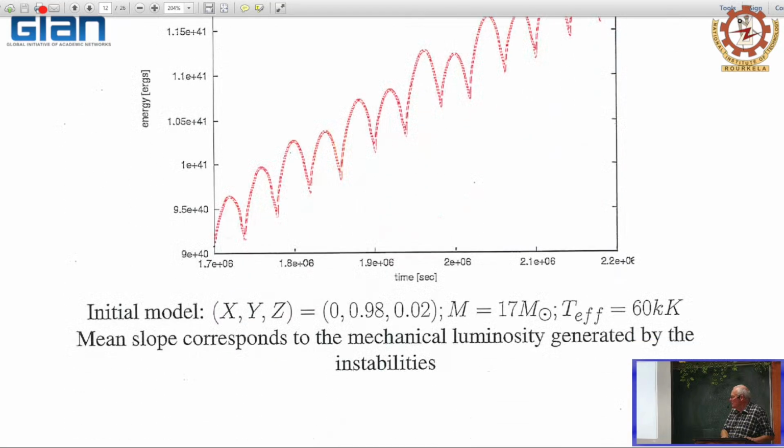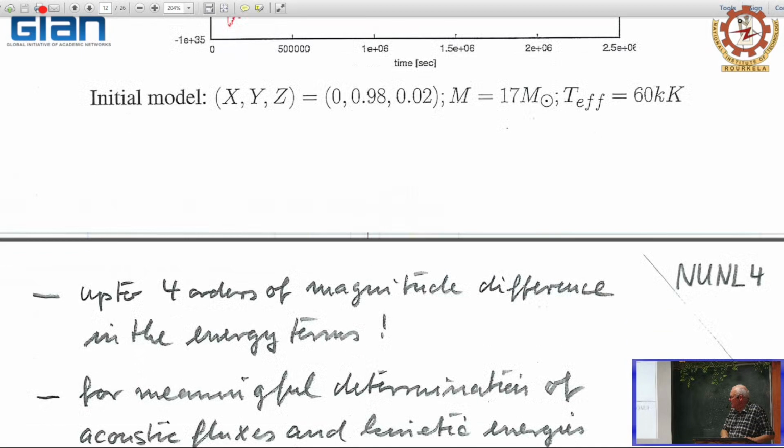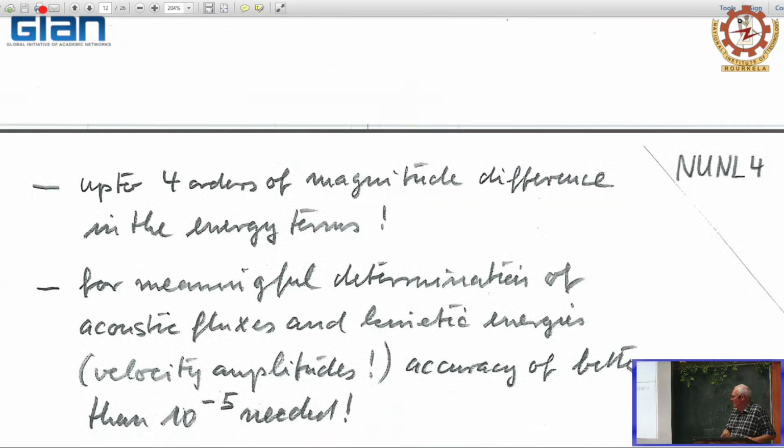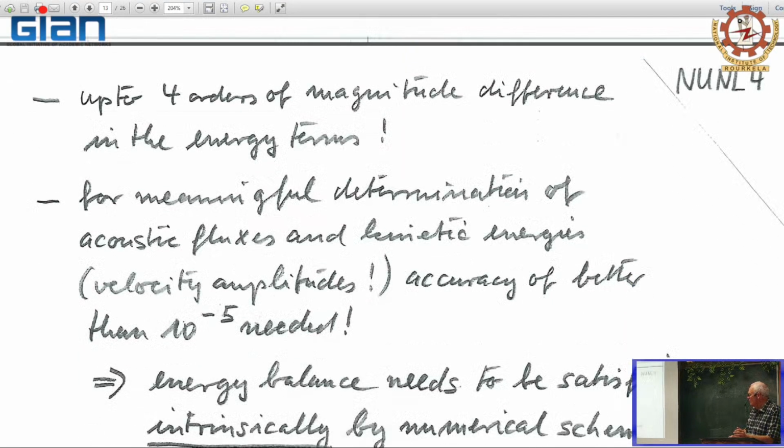And the next question, of course, is how do we do it? How shall we guarantee that we have an accuracy of better than 10 to minus 5? So for a meaningful determination of the acoustic fluxes, to determine the mass loss rates and the kinetic energies, that means the velocity amplitudes, an accuracy of better than 10 to minus 5 is needed. We have shown this is the case, so that's fine here.